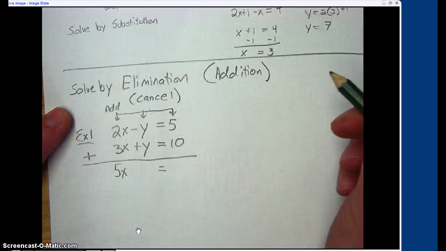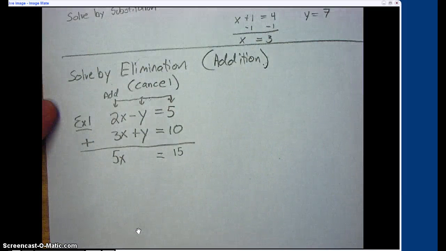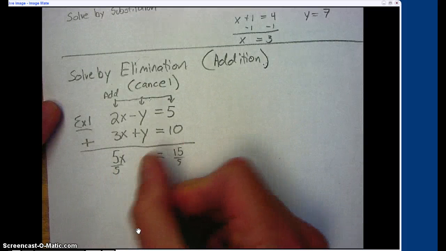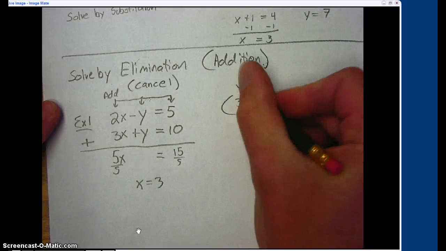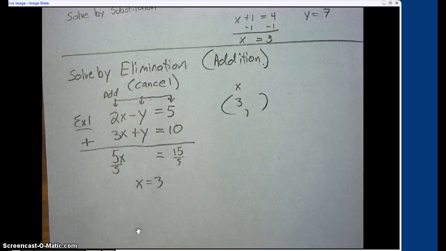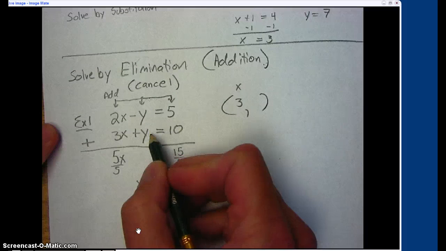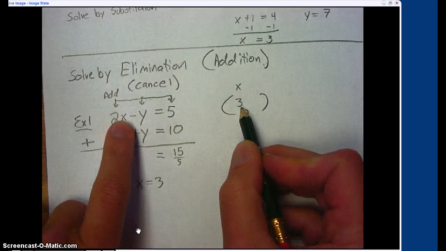So what about over here? What's 5 plus 10? Oh, wow. Look how easy this is. Tell me what x is in one step. X is equal to what? 3. Now, we're still halfway home, right? We know that x is 3. Now, guess where I have to go to get y? Don't I have to find y somehow? Well, guys, don't I have two equations I can plug it into? Don't I know that x is equal to 3 right here or right here?